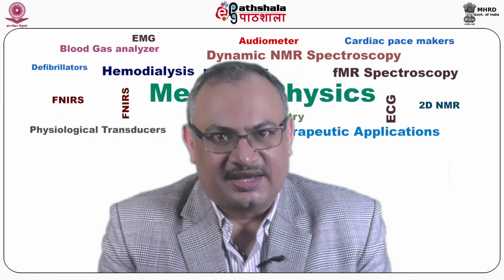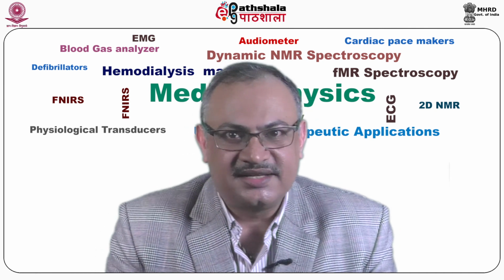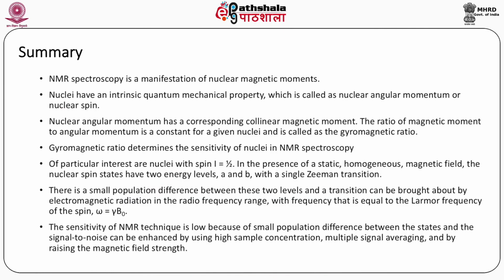So, with this we come to the end of this presentation, and I would like to summarize whatever we have learnt here. NMR spectroscopy is a manifestation of nuclear magnetic moments. Nuclei have an intrinsic quantum mechanical property which is called nuclear angular momentum or nuclear spin. Nuclear angular momentum has a corresponding collinear magnetic moment. The ratio of magnetic moment to angular momentum is a constant for a given nuclei and is called the gyromagnetic ratio. Gyromagnetic ratio determines the sensitivity of nuclei in NMR spectroscopy.